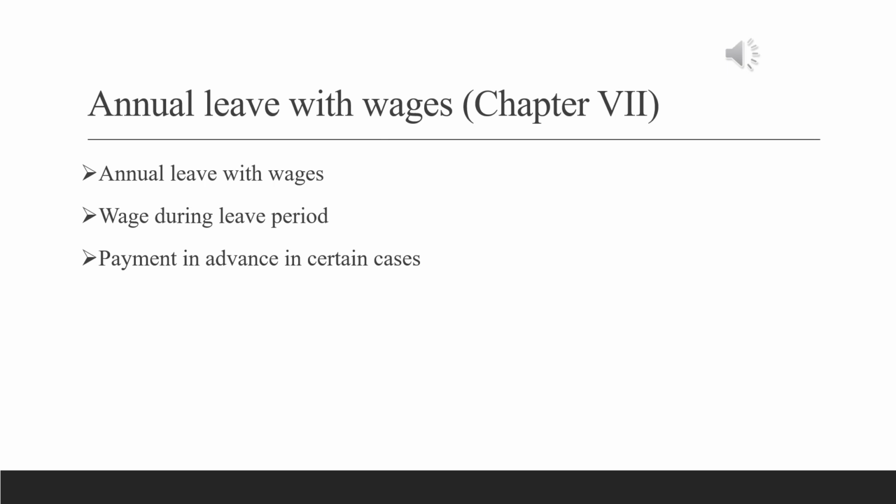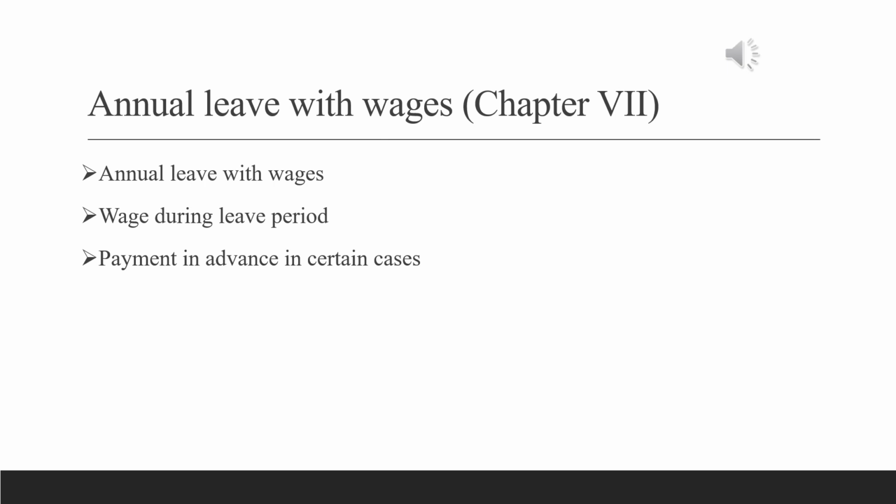The Act also provides for annual leave with wages. Every worker who has worked for 240 days or more in a factory in a year should be allowed to have leave with wages in the subsequent year. A worker who has taken leave under Section 79 or 80 of the Act shall be entitled to wages at a rate equal to the daily average of his total earnings for the days during the month immediately preceding his leave. And there is a provision for payment in advance in certain cases.